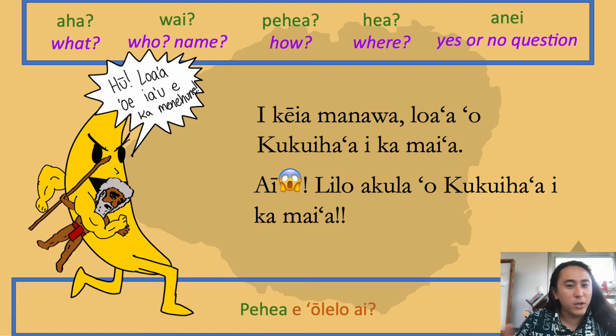These are a little bit similar. Kukui haa was gotten by the mai'a. Kukui haa was gotten by the, was lost to the mai'a. If that helps you, loa o kukui haa i ka mai'a is kind of similar to lilo akula o kukui haa i ka mai'a.